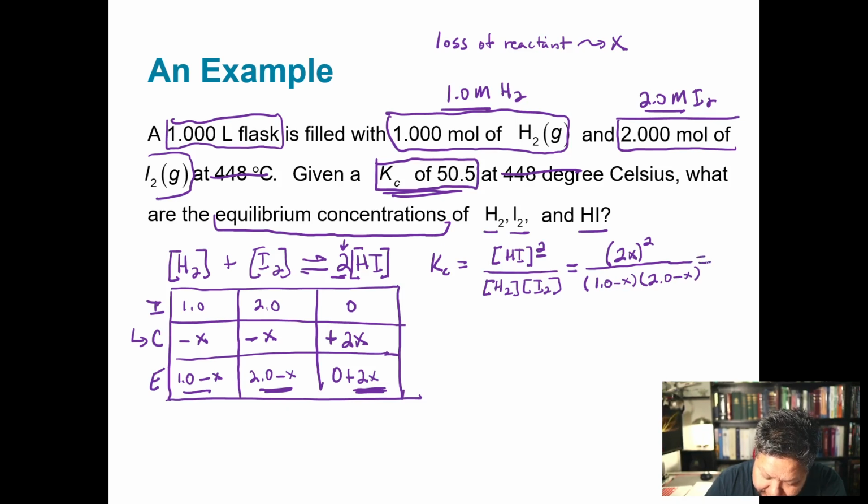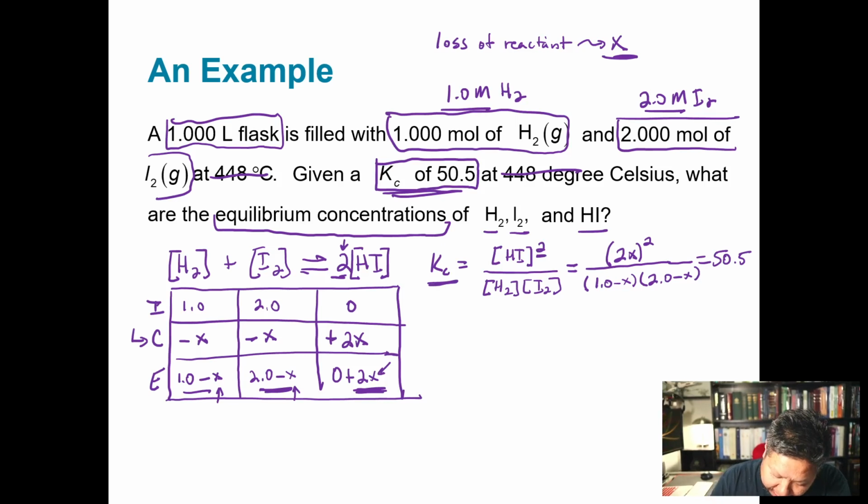And then all this, again, is equal to what? The equilibrium constant, so 50.5. That's great, because now we have an equation that we can solve for x. And x represents our loss, and that loss in x can be plugged in here, here, and here to solve for the equilibrium concentrations for each of the reactants and the product, right?